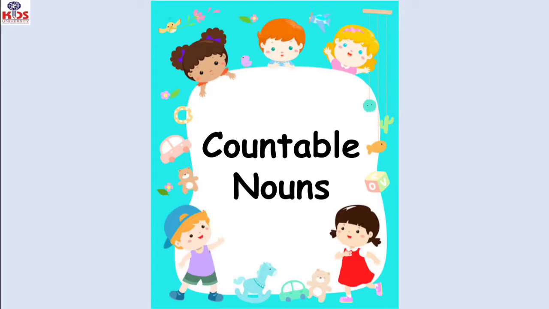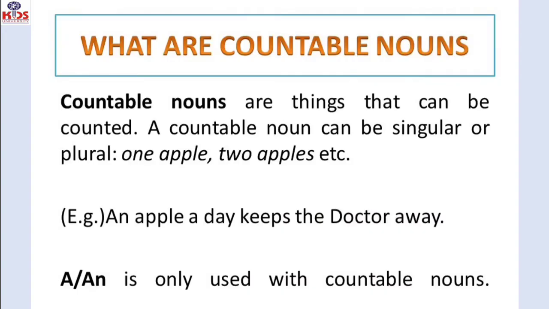Let's look at countable nouns. What are countable nouns? Well, countable nouns are things that can be counted. A countable noun can be singular or plural. One apple, two apples. We say, an apple a day keeps the doctor away. A or an is used only with countable nouns.